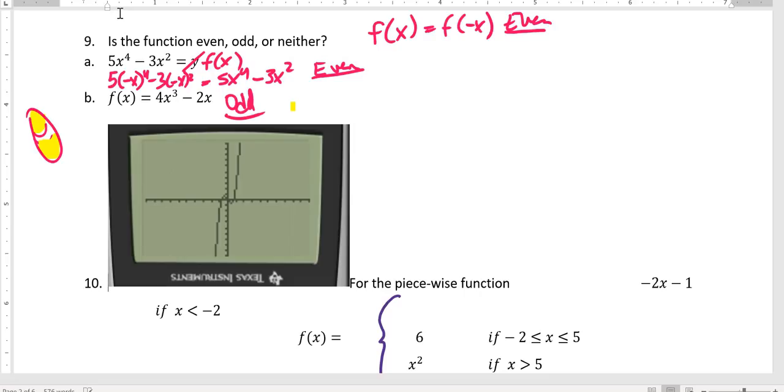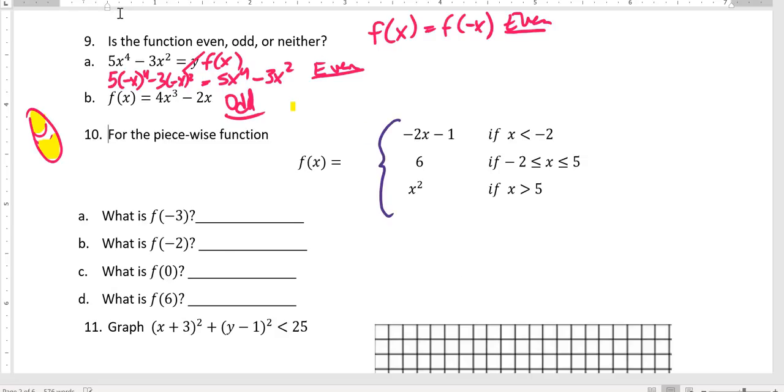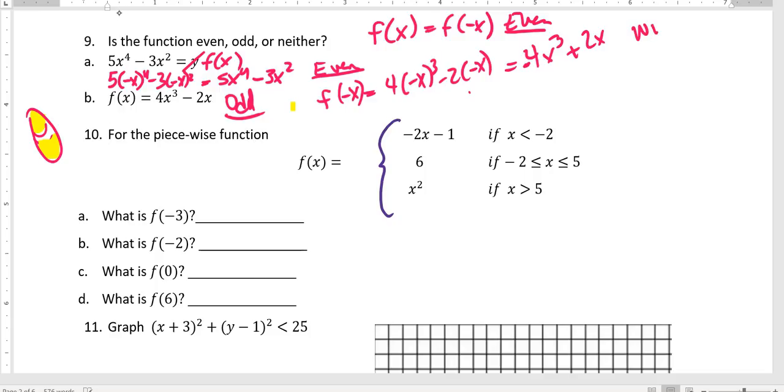Let's prove it though mathematically too for people who want to do it mathematically, so I'll delete that. For example, to prove that something is odd, first I have to check to see if it's even. We'll just check. If I put in a negative x for x, I'd get 4 times negative x cubed minus 2 times negative x. This would be 4, and that would be negative x times negative x, which is negative 4x cubed, and this would be plus 2x. You can see this is not equal to f of x, my original function, so it's not even. I can see that, right? Because f of negative x is not equal to f of x.